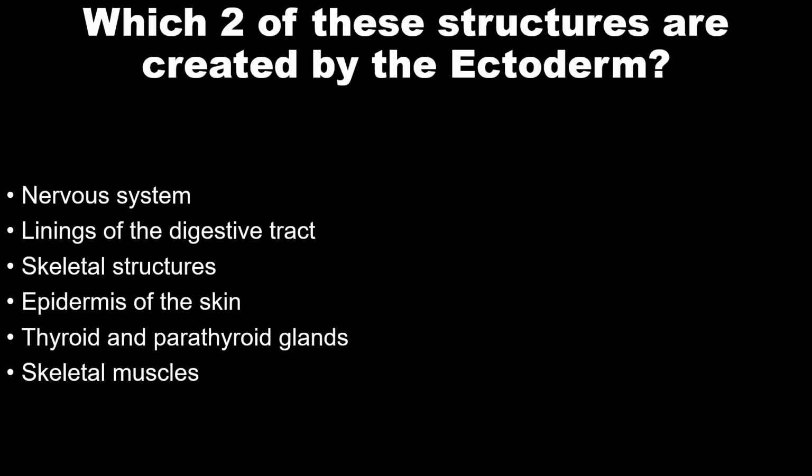Now, which two of these structures are created by the ectoderm? The ectoderm creates two of these, but none of the rest. The nervous system and the epidermis of the skin. Remember that.